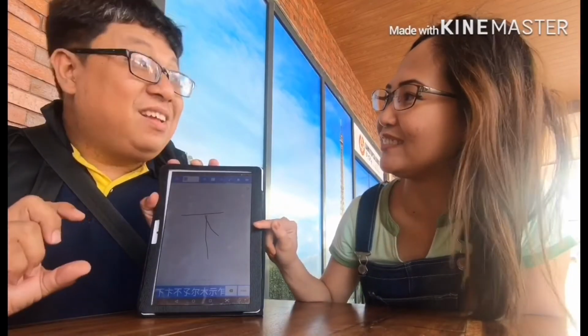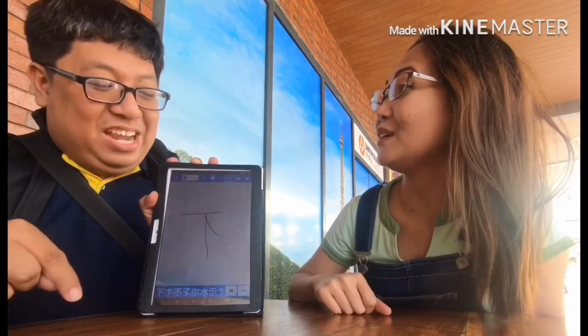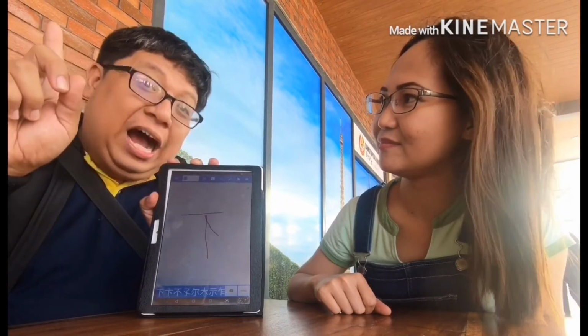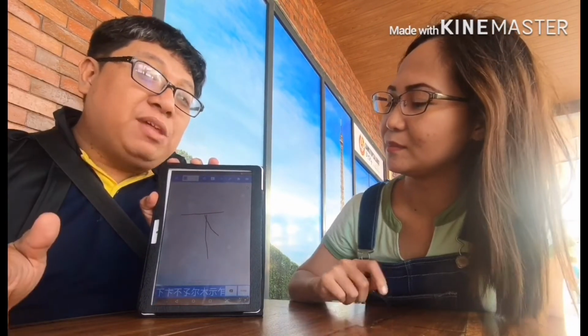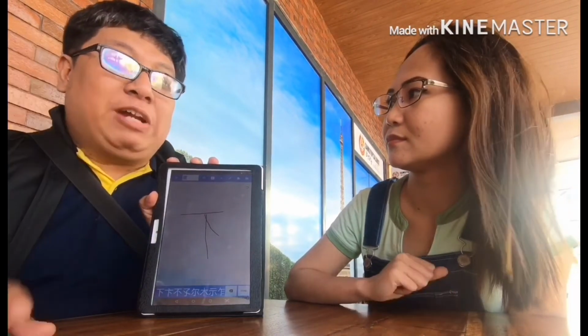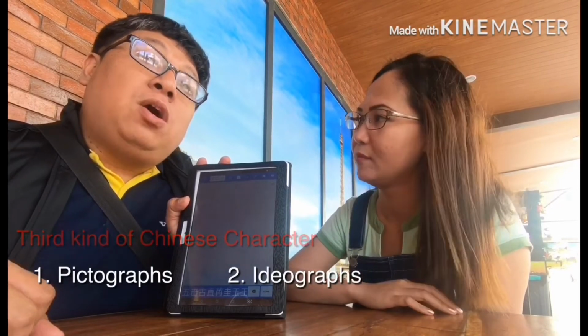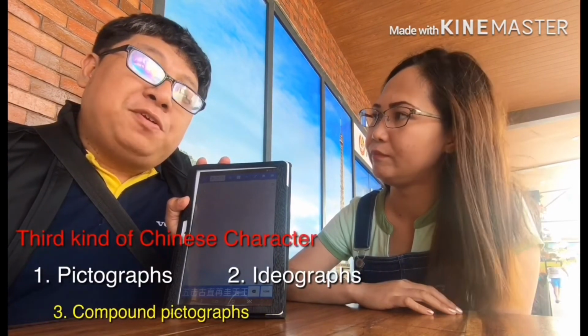Do you see this? It's shita in Japanese, which means down. Yeah, same. As you can see, the character points down. So shang, up, xia, down. So those are ideograms. They express abstract concepts. Third kind of character, number 3, are what's called compound pictographs.